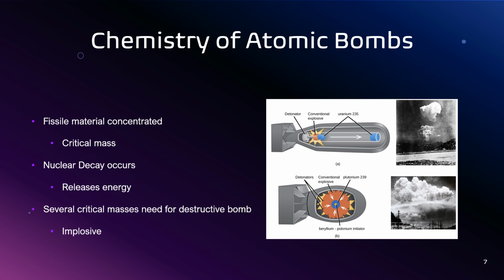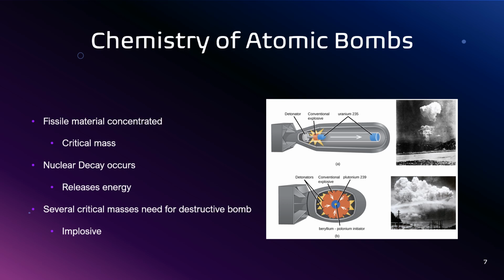Let's see the chemistry behind atomic bombs. There's a mass of fissile material that is concentrated in one place. This is also called critical mass. When this is reached, a nuclear decay reaction occurs. This in turn releases a lot of energy. One critical mass is not enough for a large-scale bomb. Several, usually 4 to 5, would be needed in order to have a truly destructive bomb.